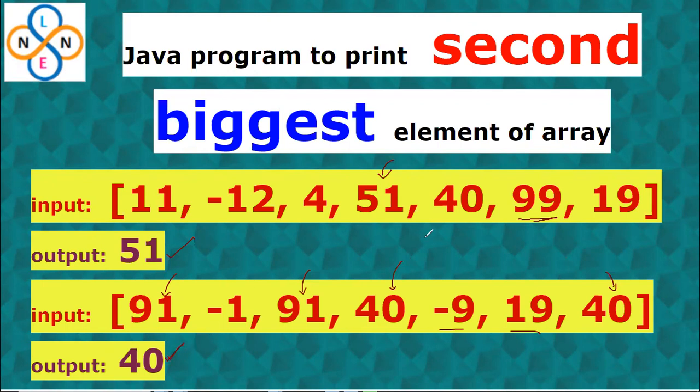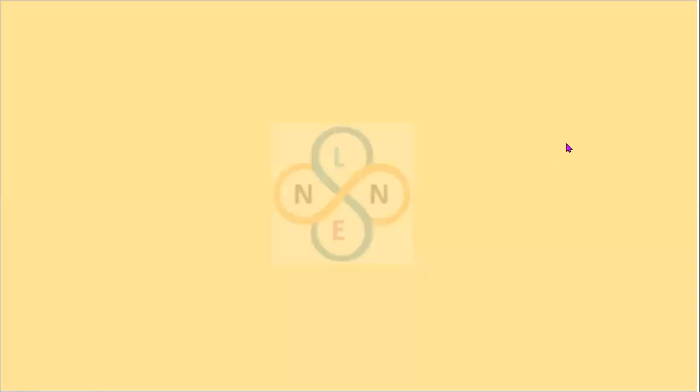I recommend you pause the video and try your own logic. Let us discuss how we get this second biggest element of the array. Previously we might have learned how to print the biggest element of the array. For the same thing, with a slight modification or one extra condition, we can achieve this result.